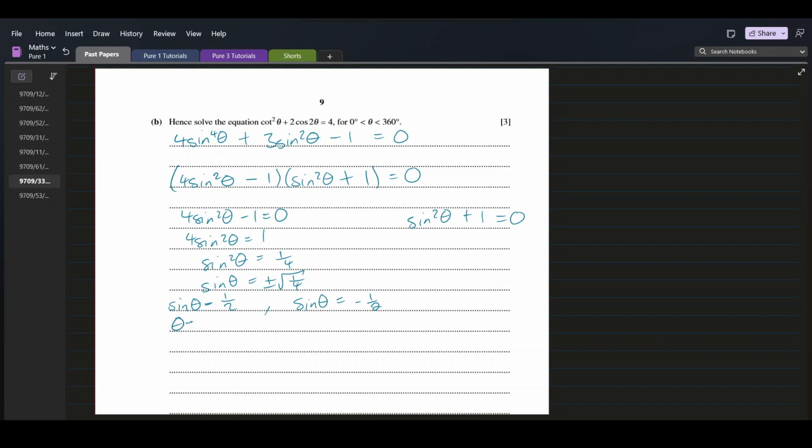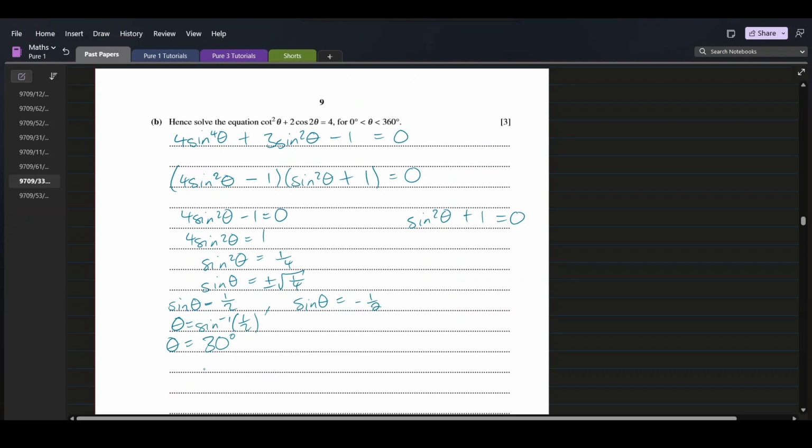And now theta is equal to arcsine of 1 over 2. So theta is equal to, let's punch that into our calculator, arcsine of 1 over 2. Make sure you're in degrees. That gives us 30 degrees.